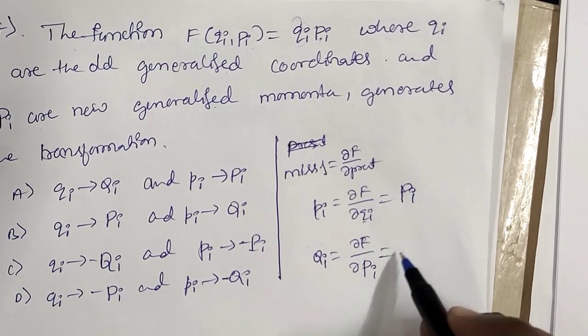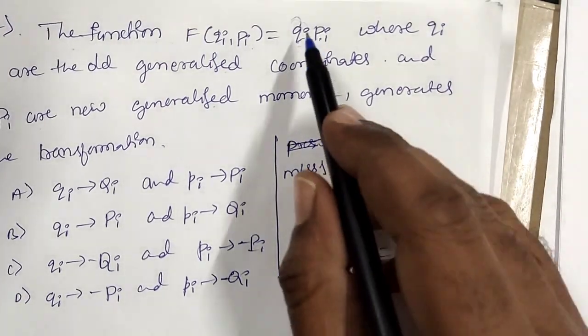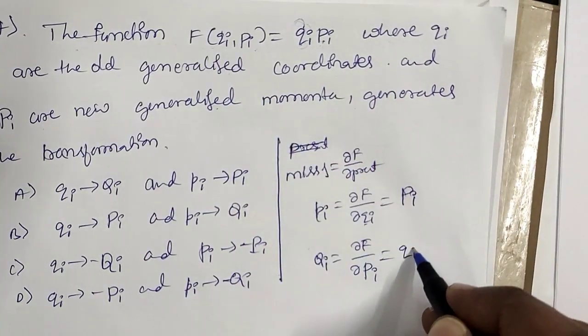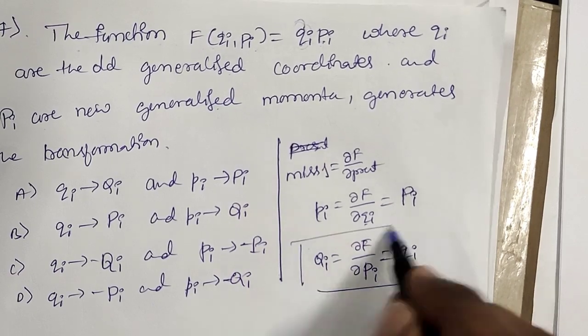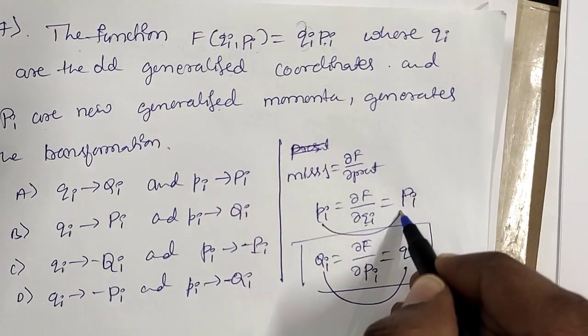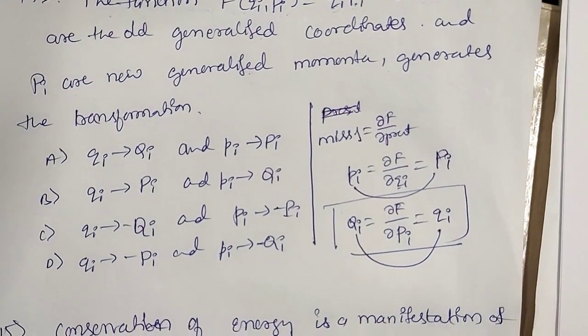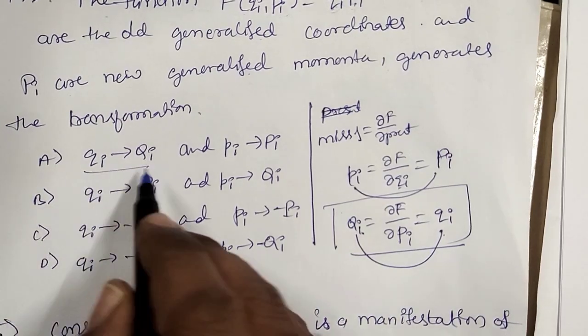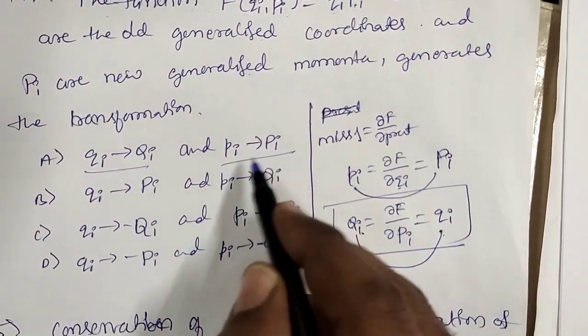So then if we differentiate with respect to capital P i, we will get small q i. So for capital Q you will get small q, for small p you will get capital P. So the answer is Q to q, P to p. So option A is correct.